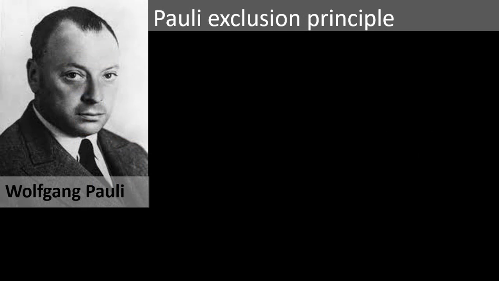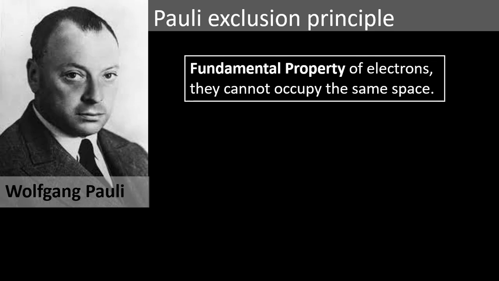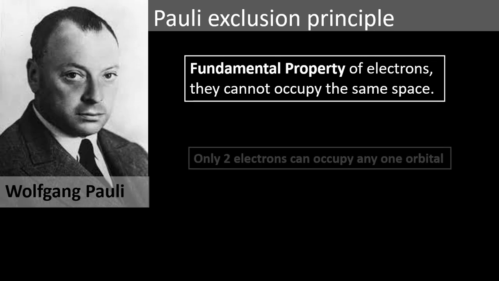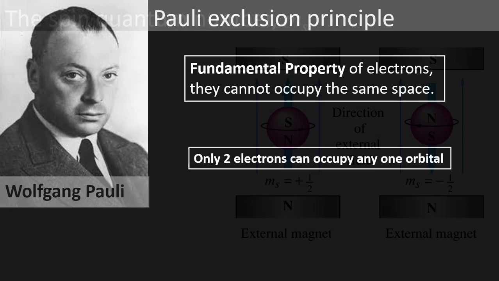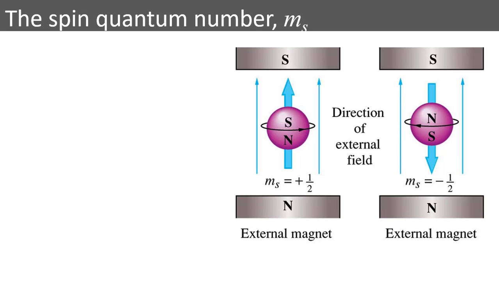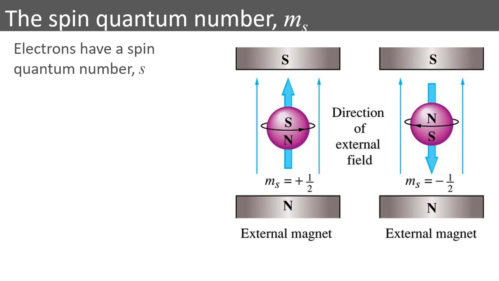I need to introduce Wolfgang Pauli. Pauli realized that electrons have this fundamental property that they cannot occupy the same physical space. We know that we can get 2 electrons in one orbital at a time, and that led Pauli to propose the last quantum mechanical quantum number. He said that electrons have a spin angular momentum that is characterized by a spin quantum number s.